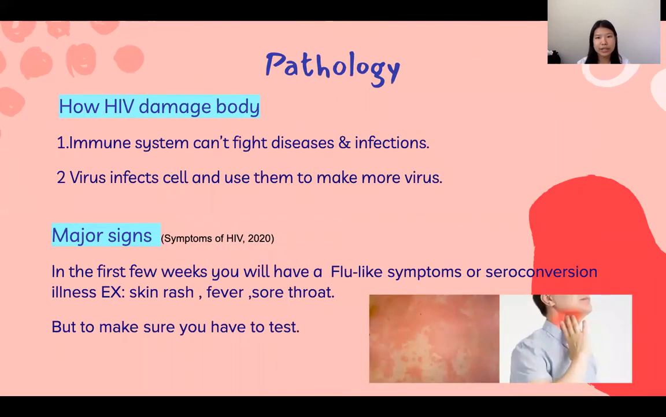How HIV damages the body. The immune system cannot fight off the disease and infection. The virus infects cells and uses them to make more virus. Major signs: in a few weeks, you will have flu-like symptoms or seroconversion illness, for example skin rash, fever, sore throat, headache, and also chapped lips. But make sure you test first, because then you will know for sure whether you're infected or not.